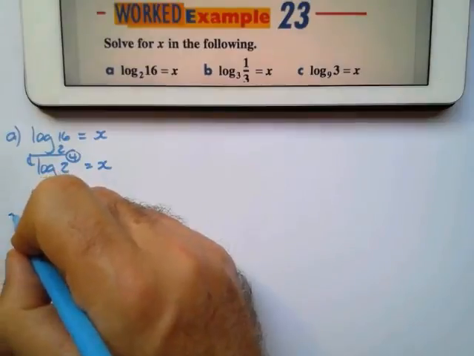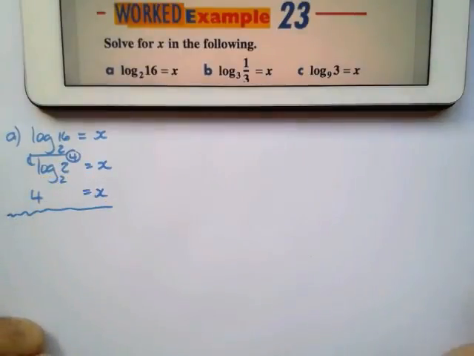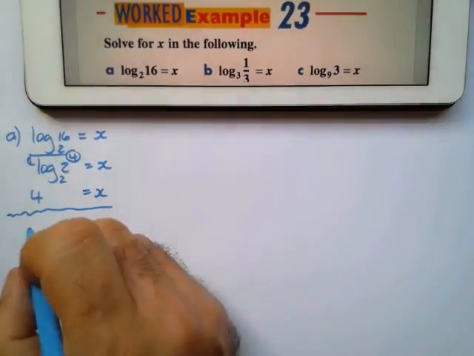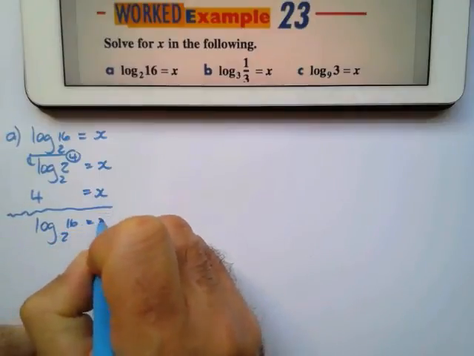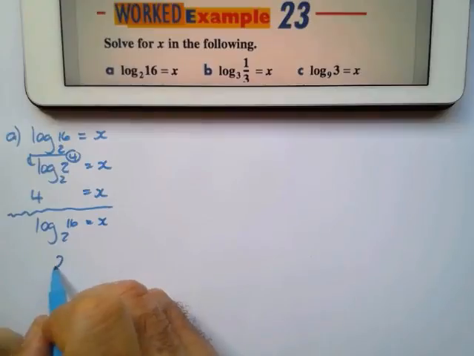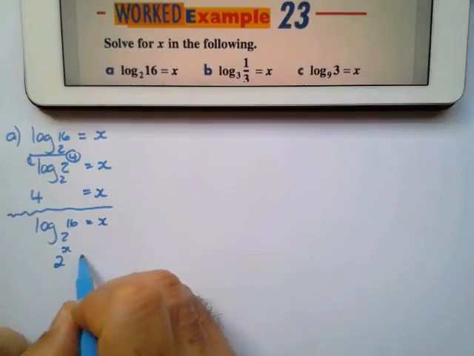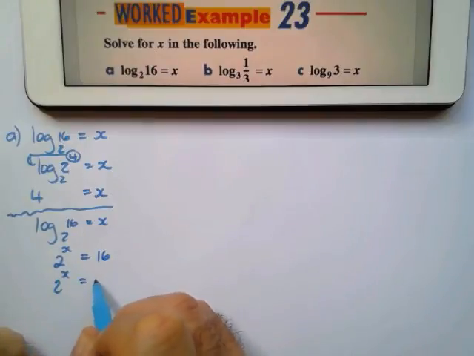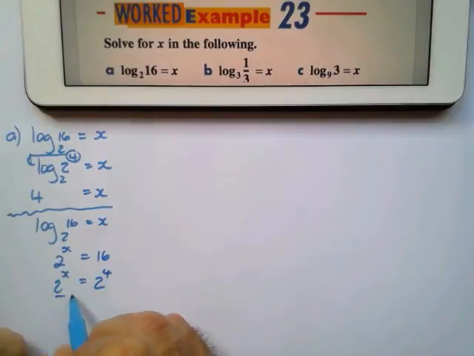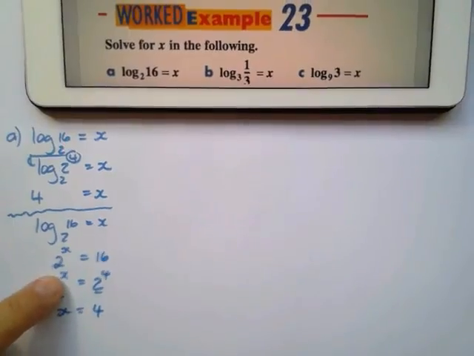Was it possible to do the same thing exactly, or the same question, using exponents? I could say my base is 2, my exponent is x, and that equals 16. 2 to the power x equals 2 to the power 4. The moment that they are the same, x must equal 4. So know both of these ways.